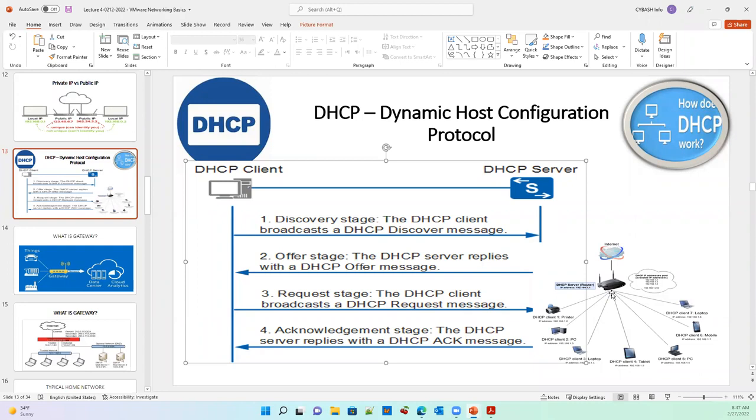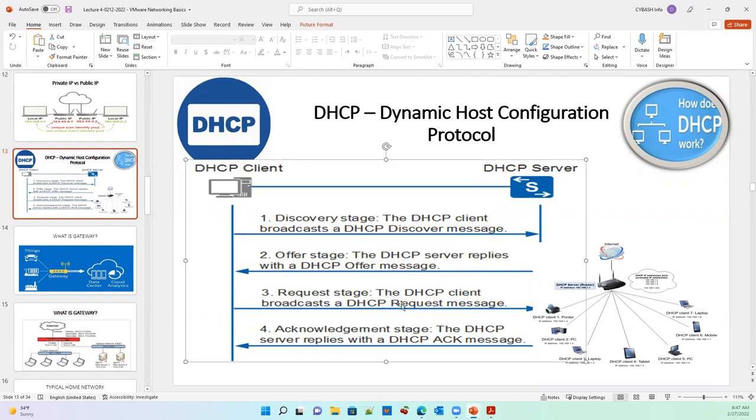So you don't need authentication. But if it's Wi-Fi, it will ask you to authenticate and say, okay, if you want it, you have to pay. Your password is basically paying the router. Okay, give me an IP address. Once you authenticate, it will give you an IP address, which is the request stage, the DHCP client. Those are the clients, okay? Client means some entity that gets a service. So in the request stage, the DHCP client broadcasts a DHCP request message.